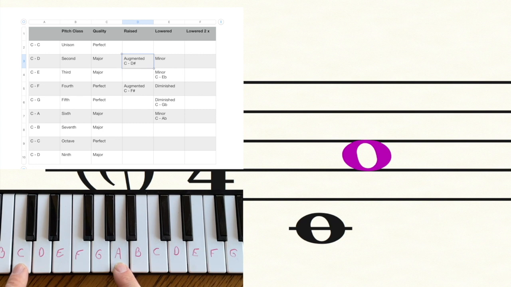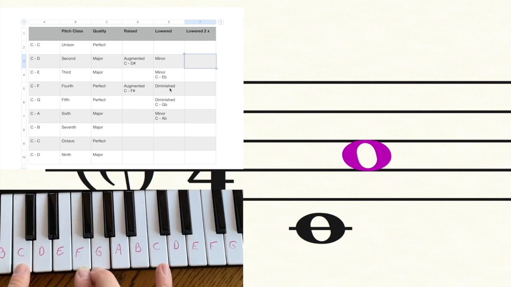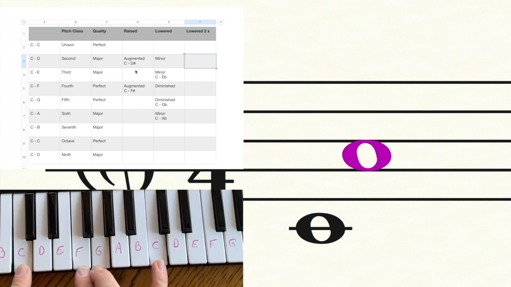So whenever you have a perfect interval, I'm going to back up a little. Whenever you have a perfect interval, a perfect unison, a perfect fourth, a perfect fifth, or a perfect octave, those are the perfect ones. If you lower them, they're diminished. And if you raise them, they're augmented.